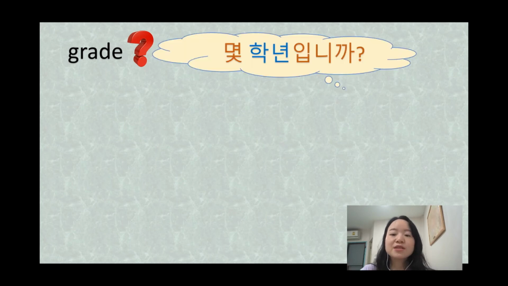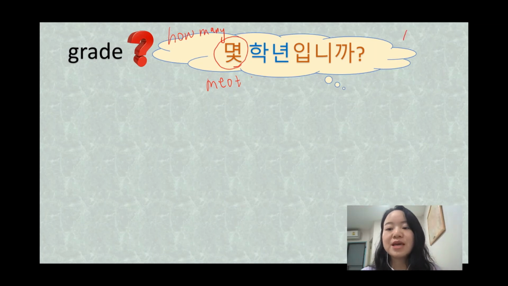Now, grade, Korean is 학년. Now, how to ask? Which grade are you in? Grade. We use 몇. Pronunciation is 몇. 몇 means how many. So which year? 몇 학년이에요? For example, if it's M1, it's middle school, right? First year of middle school. So you can answer 중학교 1학년.